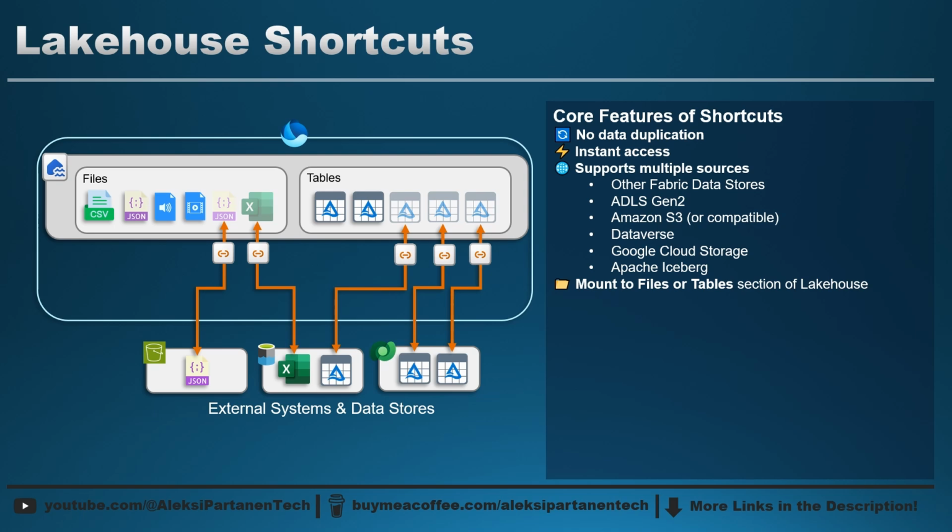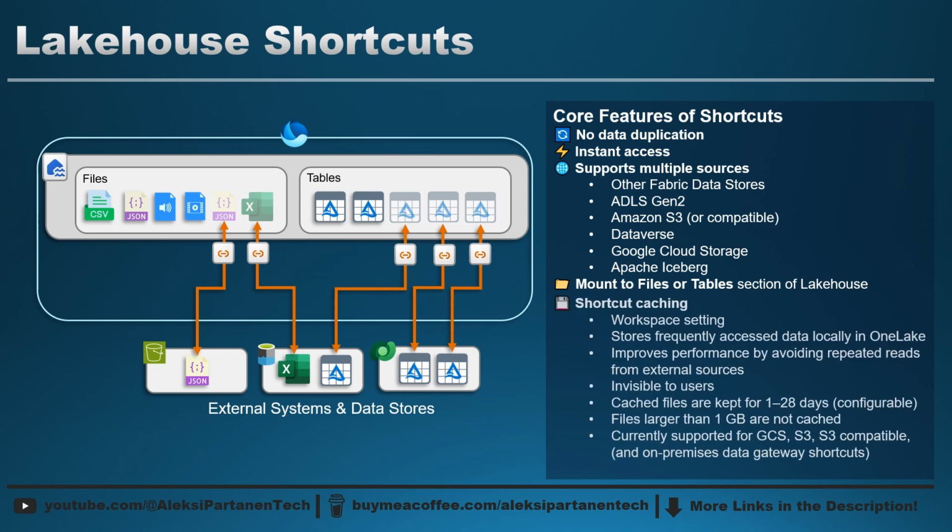There is also one core topic with the shortcuts that is very essential in the DP-700 exam, and that is shortcut caching. This is a workspace level setting that can be turned on. In practice, this cache will store frequently accessed data locally in OneLake. For example, in our picture, if we would be reading the JSON file from the S3 bucket via shortcut, and we would have the shortcut cache enabled, if we would read it once, this file would be stored to the cache and following reads would then use that cache rather than the file that is actually sitting in the S3 bucket.